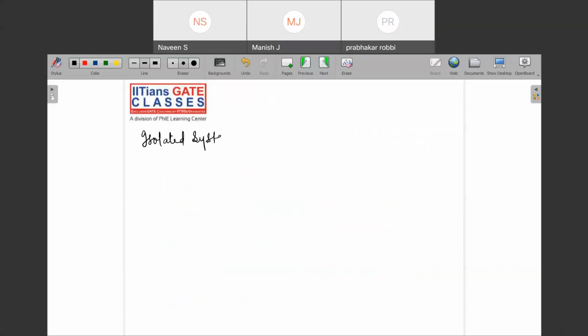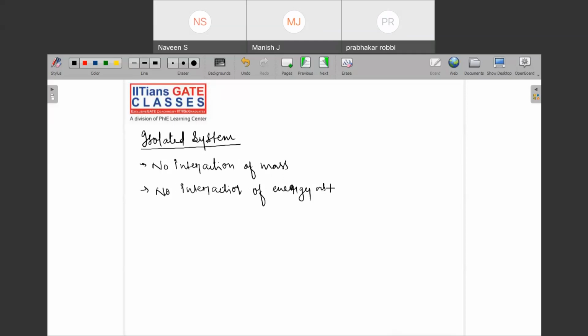Isolated system. In the isolated system, there will be no interaction of mass, and there will be no interaction of energy as well. Like what are the examples?